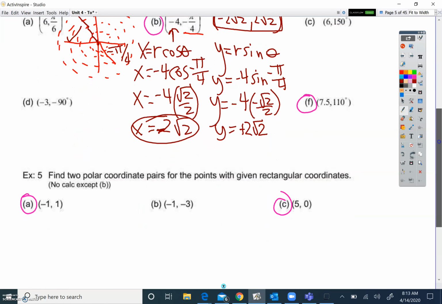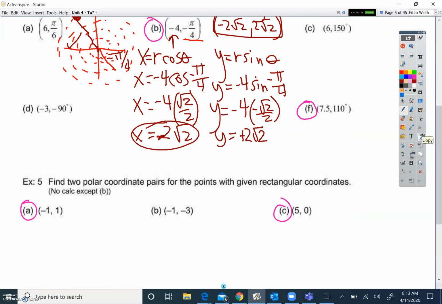Going down to letter F. I don't even need to draw this because this is in degrees, and because this is not one of the special angles from our unit circle, this is a calculator problem, because this is not one of the angles from one of our special triangles in the unit circle. So x is going to be r cosine theta.